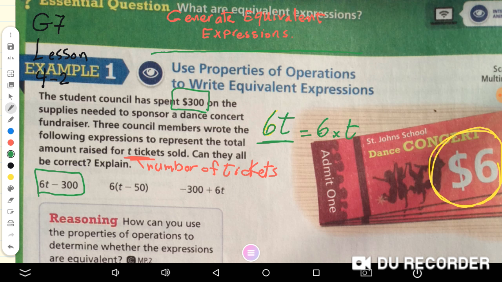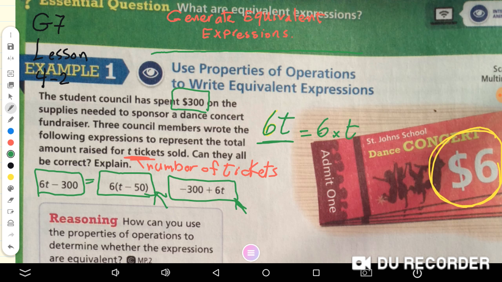Yes, we can. One of them said, I think it's the same to write it as 6 open bracket T minus 50 close the bracket. Actually, we don't know if it's right or not. Another one said no, we can write it another way, starting with negative 300 plus 6T. So now we wonder, are these two forms equivalent to the first? Let's see what we should do.